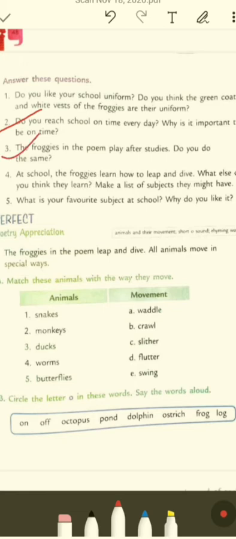Okay. Three, the froggies in the poem play after studies. Do you do the same? Of course, every child does the same, isn't it? But remember, playing can be done once your studies are complete. Okay, don't mix them.